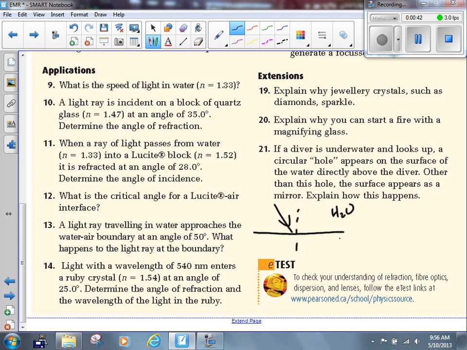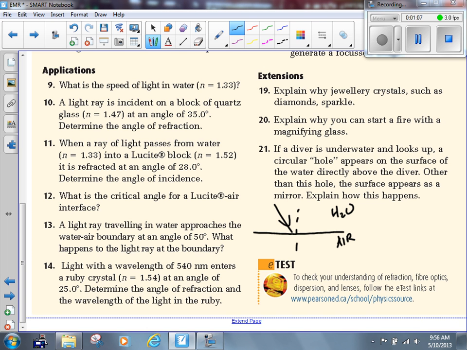It's in water. It's going to the water-air boundary. What's going to happen to that ray? In other words, let's see, which way is it going to bend? Is it going to bend toward the normal line, or is it going to bend away from the normal line? Is the angle of refraction going to be bigger than the angle of incidence, or is it going to be smaller than the angle of incidence? It's going to be bigger, yeah. It's going to be a bigger value.